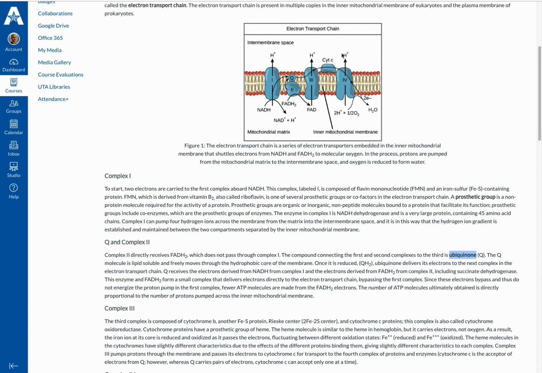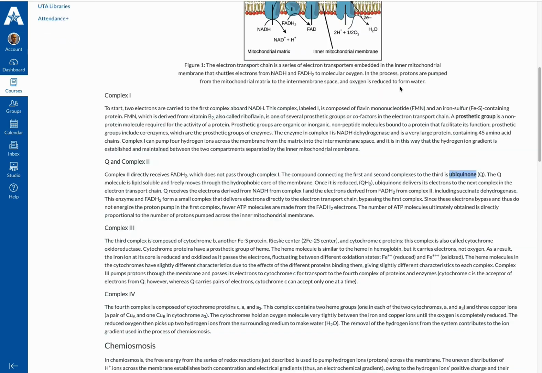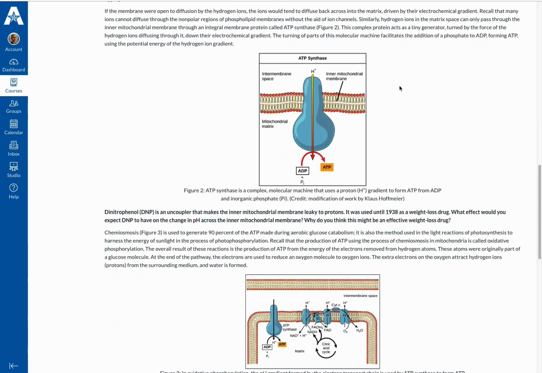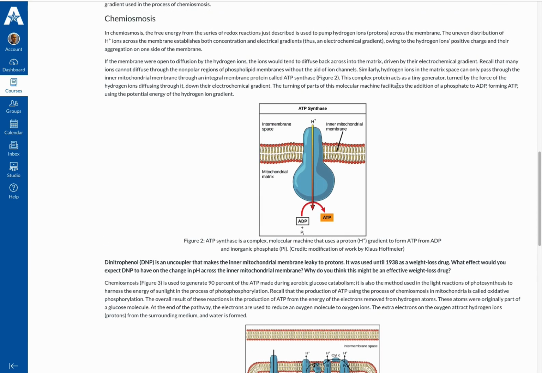So in the inner membrane space, we're going to have a lower pH because we have more hydrogen ions. And what do we do with that concentration gradient that we just created? Well, we use that concentration gradient to actually generate ATP from ADP. Those hydrogen ions are going to flow back down their concentration gradient from the inner membrane space back into the mitochondrial matrix to phosphorylate ADP to make ATP.